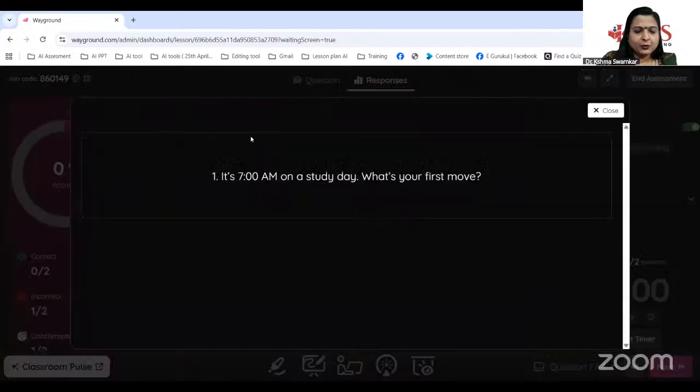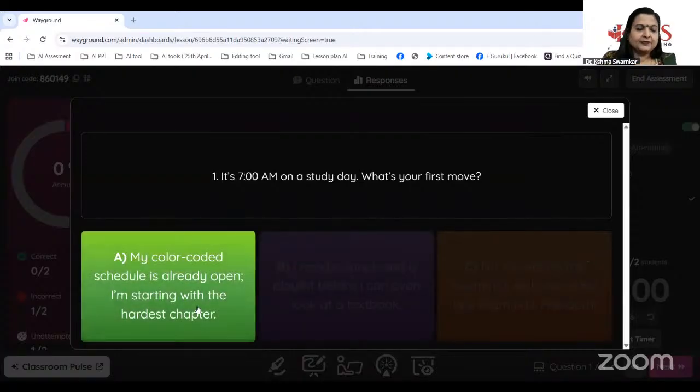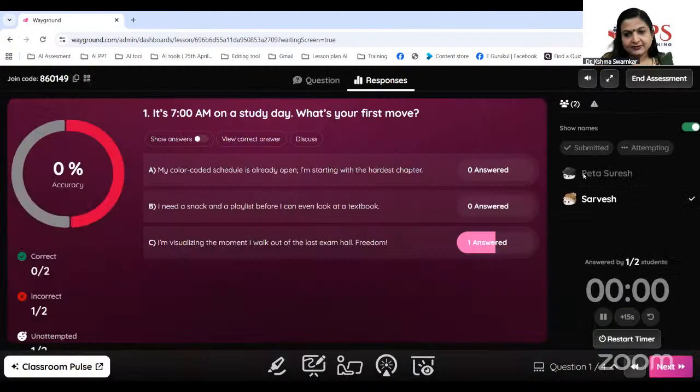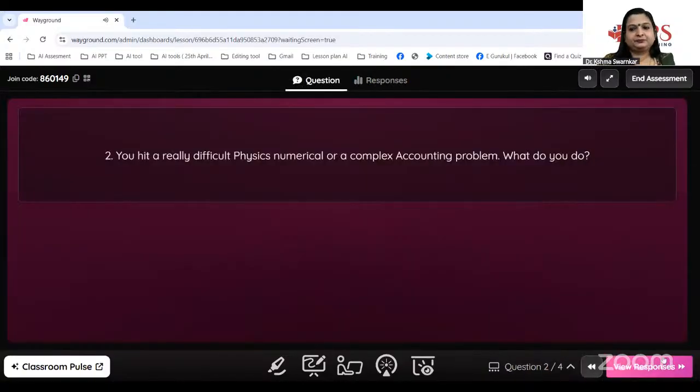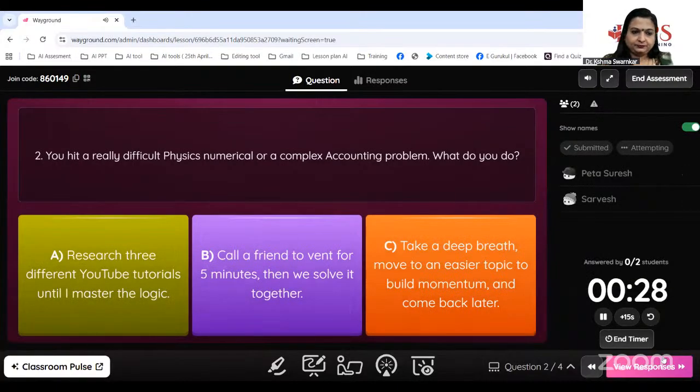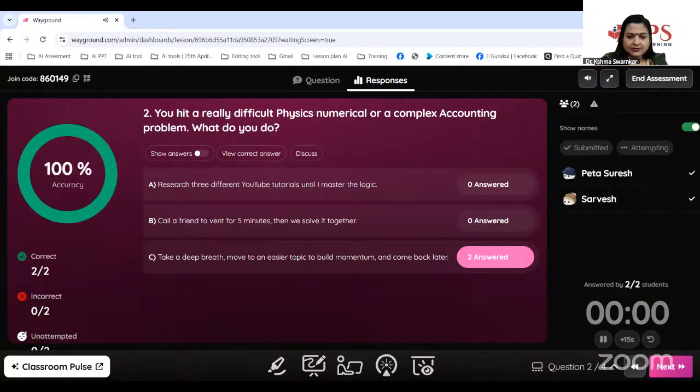So, view the correct answer. That is the first one: my color code schedule is already open, I'm starting with the hardest chapter first. Now, next. Everyone has given the third option. Okay. Next.